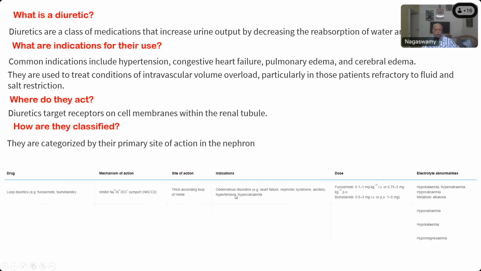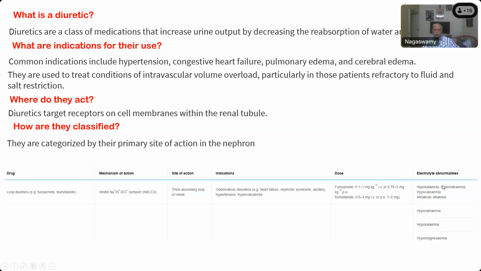And the indications are edematous disorders like heart failure, nephrotic syndrome, ascites, hypertension, and hypercalcemia. And the dose is 0.1 to 1 milligram per kg IV or 0.75 to 3 milligram per kg oral for furosemide. Bumetanide is another loop diuretic. Dose is 0.5 to 3 milligram IV or 1 to 5 milligram oral.